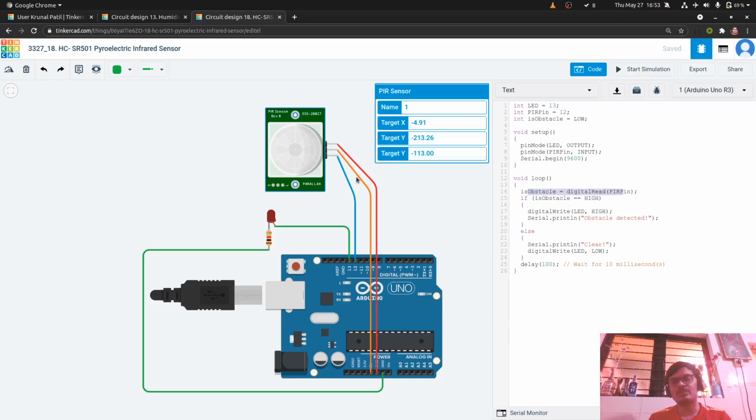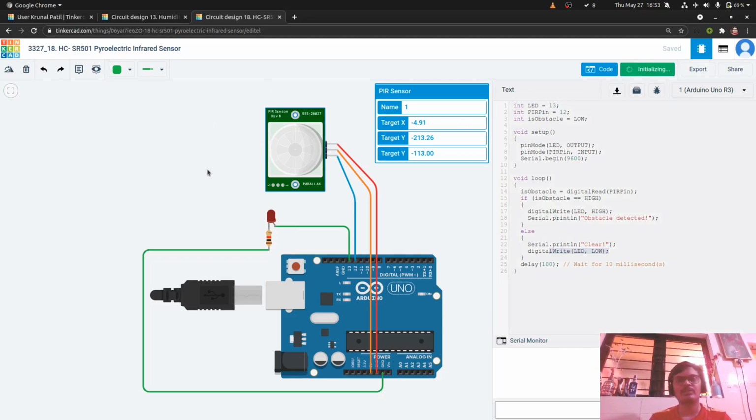We read the value being generated by the PIR sensor and store it in is obstacle. If is obstacle is high, it means the object is present and moving, so we glow the LED and also print on the monitor "obstacle detected". Else we clear the monitor, print "clear", and do not glow the LED. In this way the object can be detected if the LED glows.